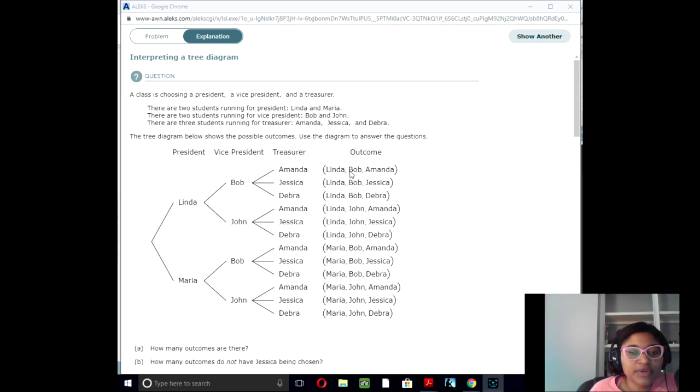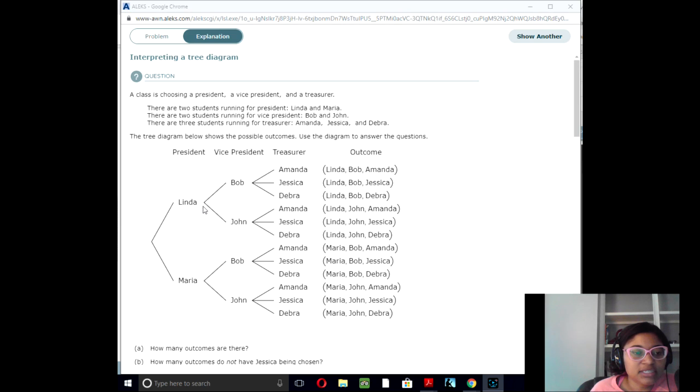Okay, so then here you can see the possible outcomes on the end. So you may have Linda as the president, Bob as the vice president, and the treasurer as Amanda. So let's say Linda, Bob, and Amanda as an outcome. So really she could have all 3 of these as an outcome. She could have Linda, Bob, and Jessica as an outcome, or Linda, Bob, and Deborah as an outcome. Okay, so you can see that each one of these names are pulled into the outcome in each instance.